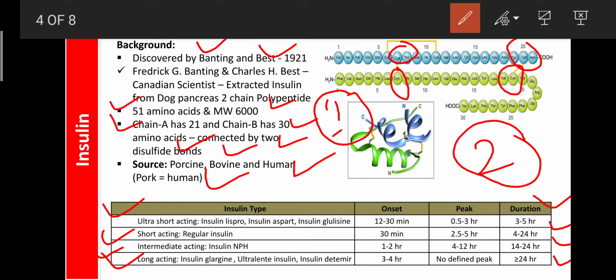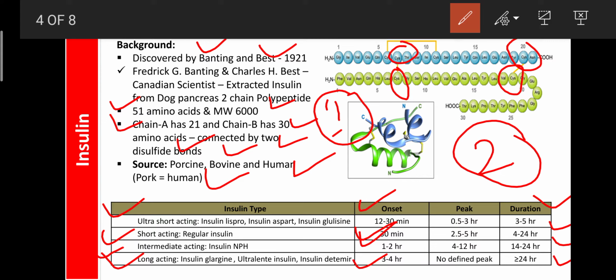Regarding the onset of action, the ultra short acting, their action occurs within 12 to 30 minutes, while short acting shows the hypoglycemic effect after 30 minutes. Then intermediate acting takes 1 to 2 hours to show the action, and long acting shows its action in 3 to 4 hours.